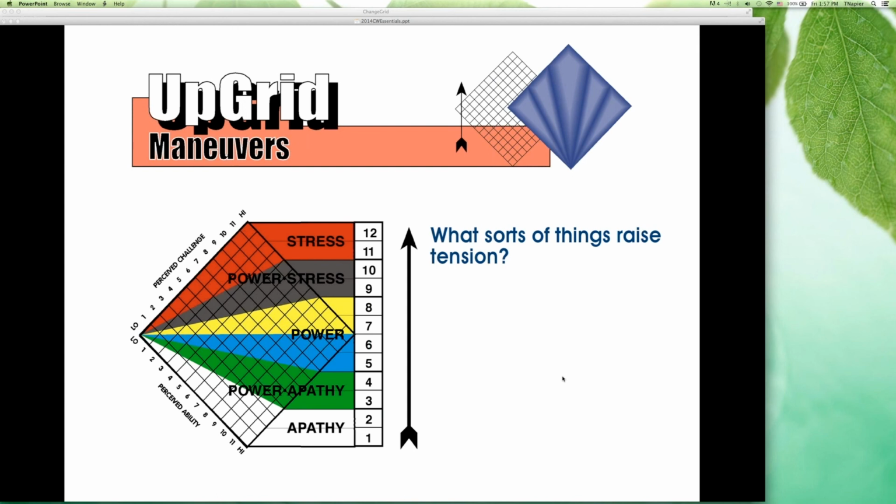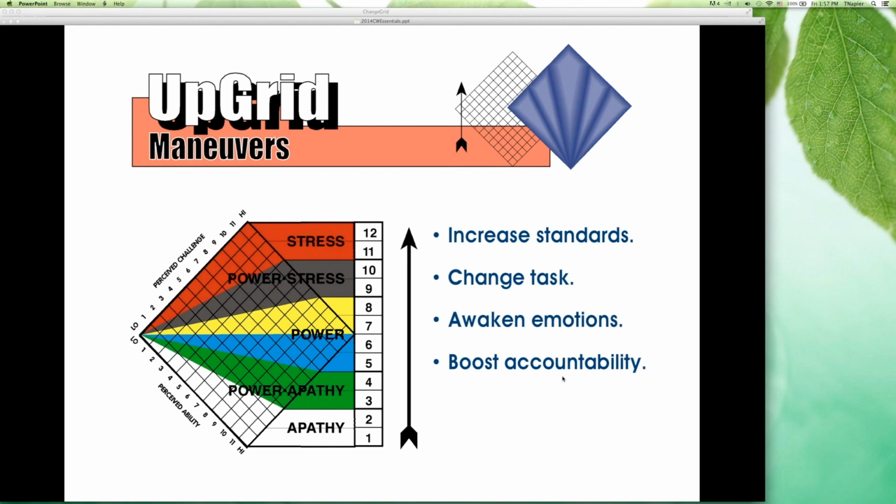And so, what can we do in our role as professionals to raise someone's level of tension, or to help them raise their own level of tension, depending on how you look at it? Well, the list gets limited, and we have 4 upgrade maneuvers. And again, this is just a review. We covered this during Mastering Personal Change.